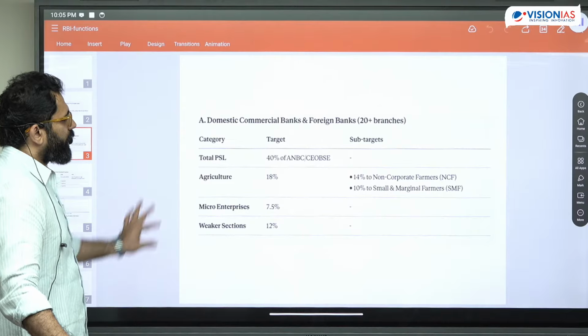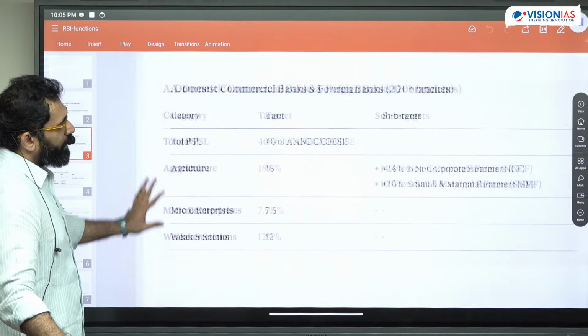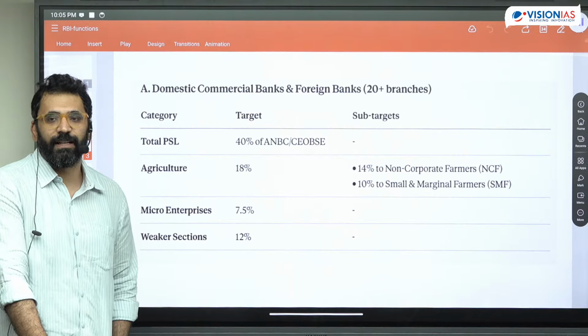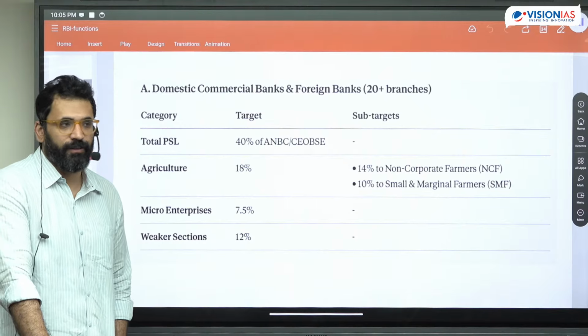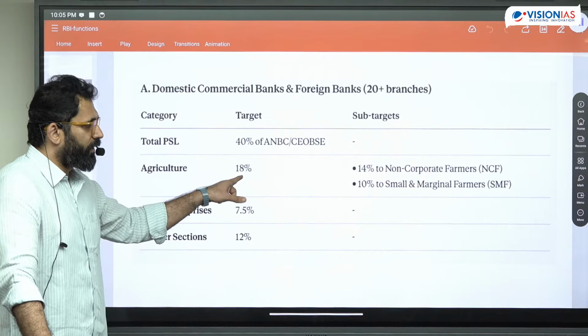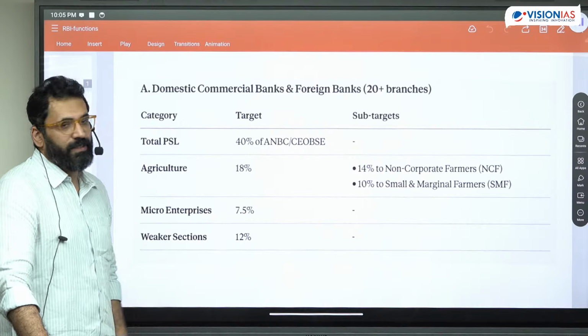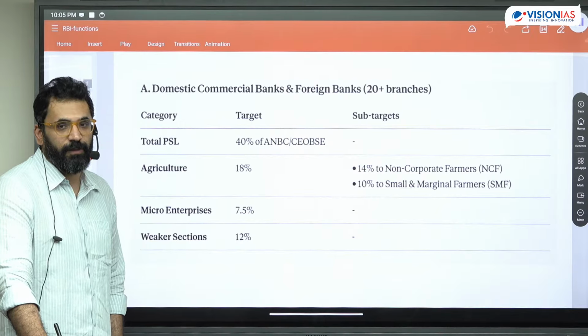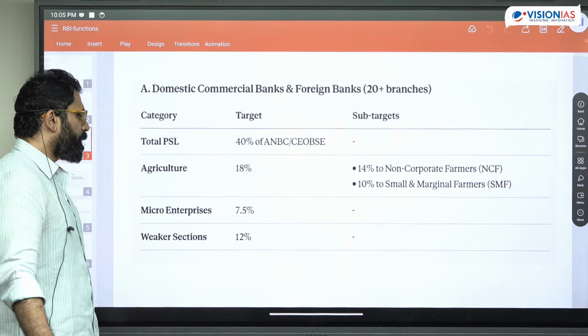This is your total target. Total priority sector lending target is 40% of adjusted net bank credit. That means all loans minus interbank loans. This is what is the target which has been set. Agriculture has to be given 18%, out of which 14% has to be given to non-corporate farmers and 10% to small and marginal farmers. 7.5 to micro enterprises.